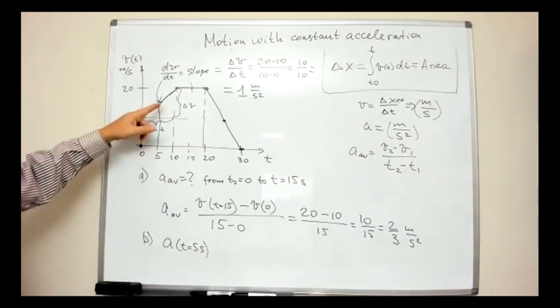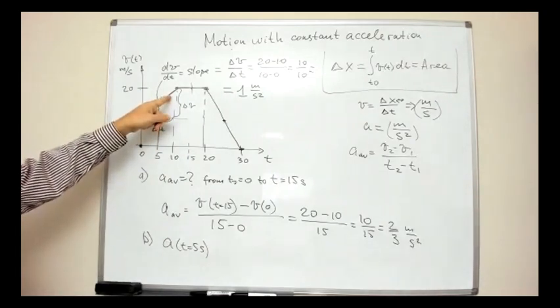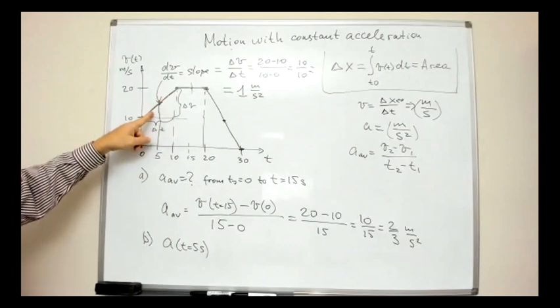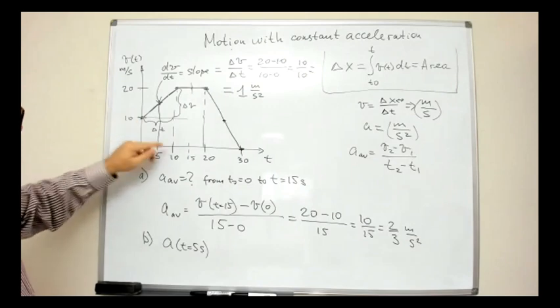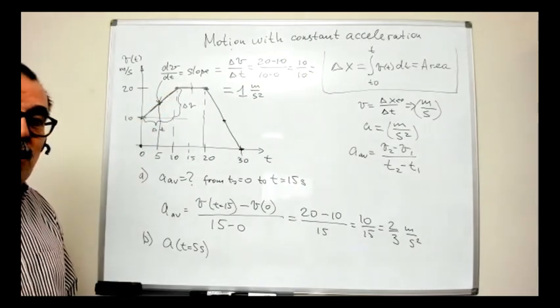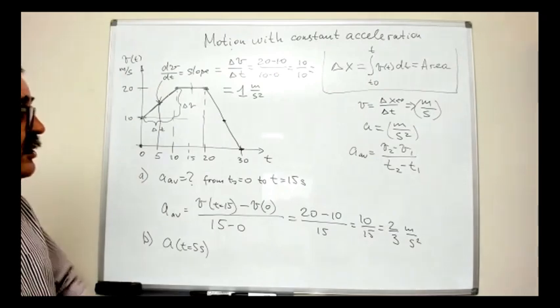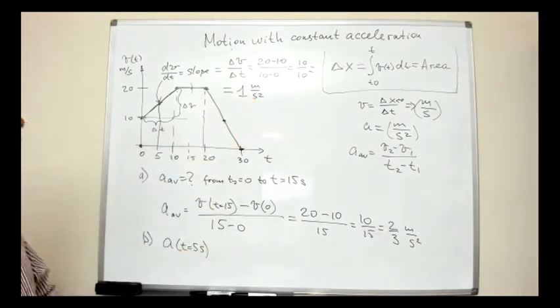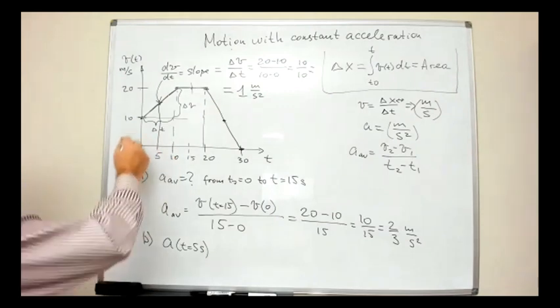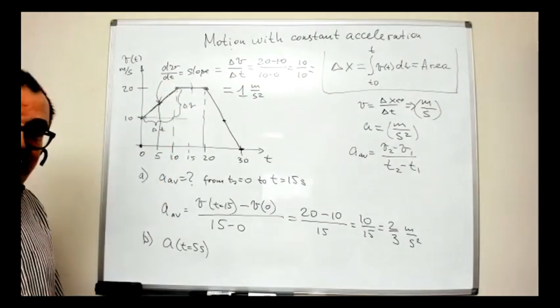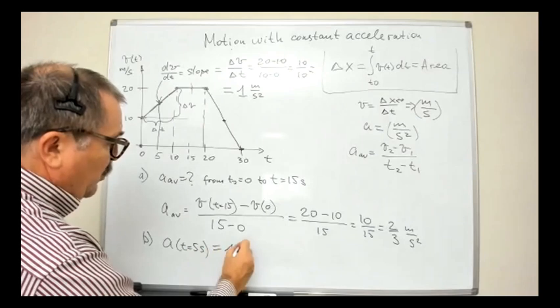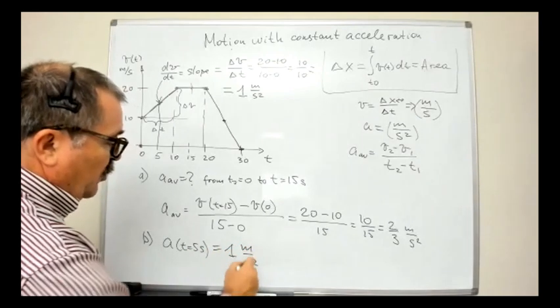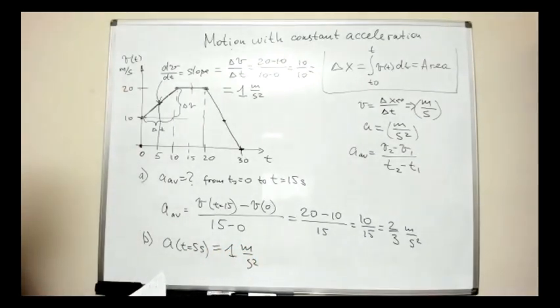And this acceleration is a constant because the slope at this moment of time and at this moment of time are the same. So this segment from 0 to 10 represents motion with the constant instantaneous acceleration of 1 meter per second squared. And indeed, during the 10 seconds, it increased the velocity by 10. Okay, so we found the answer, 1 meter per second squared, instantaneous.